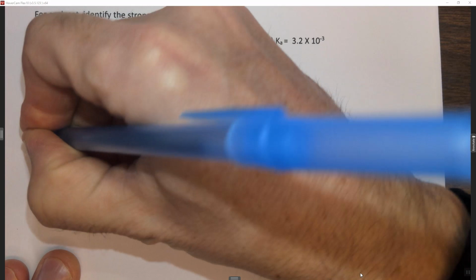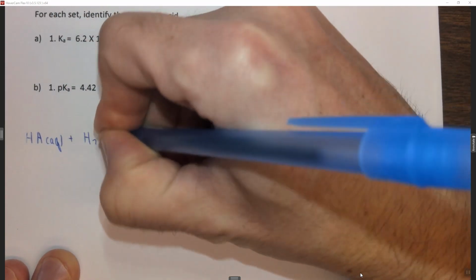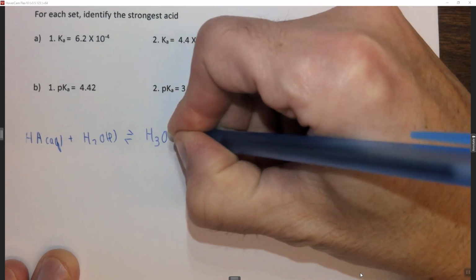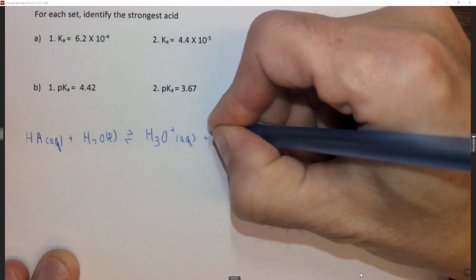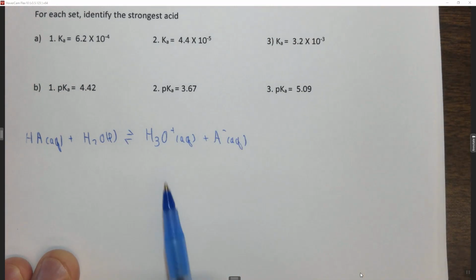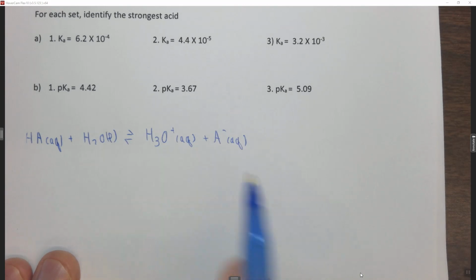So if we have a weak acid, HA, aqueous, and we react said weak acid with water, it will be in equilibrium with H3O+ aqueous plus A- aqueous. So the higher the concentration of H3O+, the lower the pH and the stronger the acid.